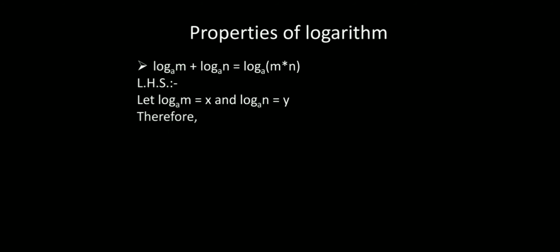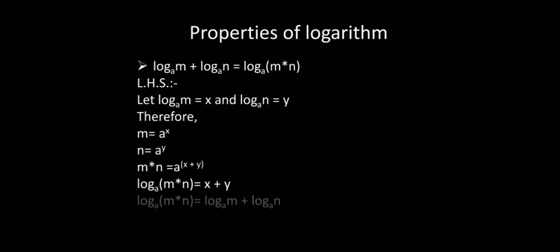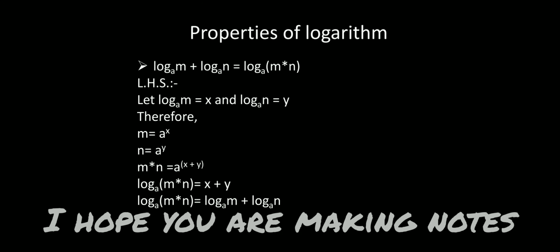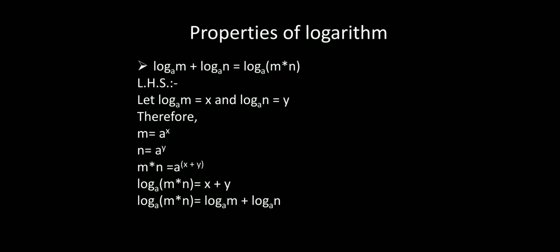Let's see. Log m to the base a plus log n to the base a is equal to log m into n to the base a. How? The left hand side, when we are solving, we can say that log m to the base a is equal to x and log n to the base a is equal to y. Therefore m is equal to a power x and n is equal to a power y. Then m into n will give you a power x plus y. Clear?